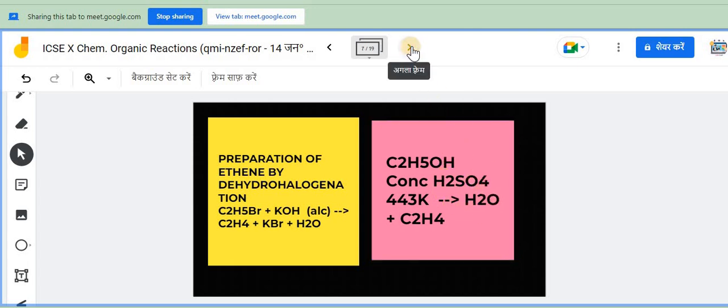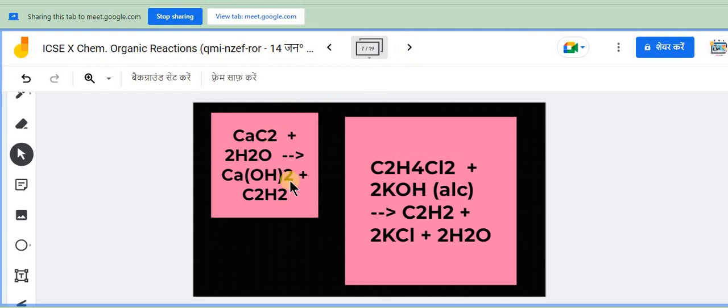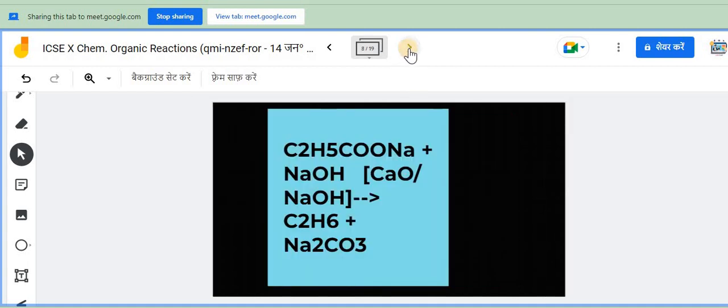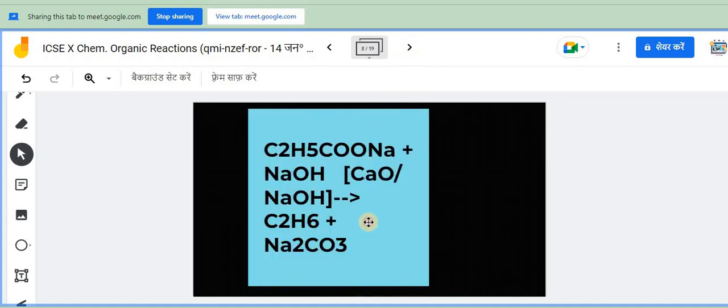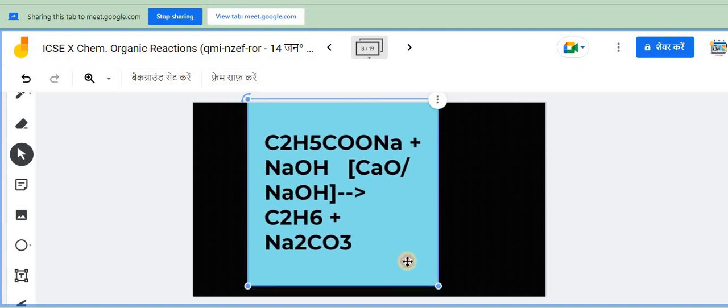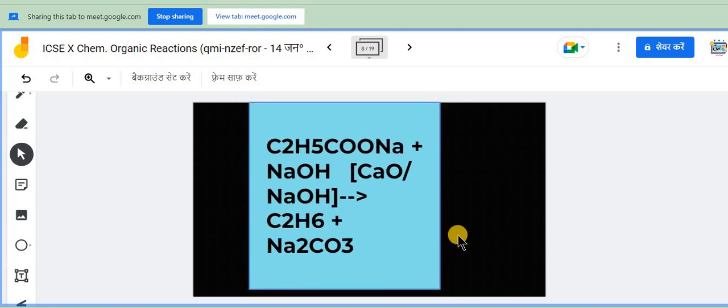Hopefully yes, we have done two times, I think. Then method of preparation of alkyne: calcium carbide method and dehydrohalogenation by alcoholic KOH. This also we did. Now this reaction, can anyone tell which reaction it is? Just for the sake of assessment, I want to know which reaction it is. Soda lime reaction. Absolutely right.